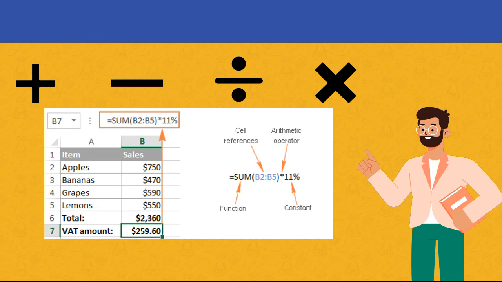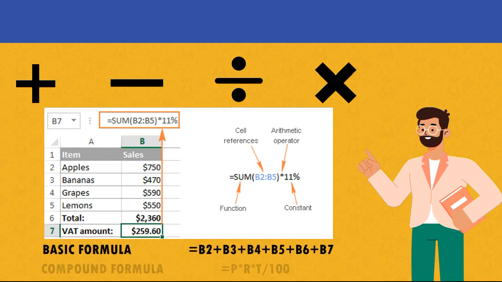Formulas can be categorized under two categories. First one, basic formula, and the second one is compound formula. Basic formula: a basic formula in Excel involves only one type of operator in it. And compound formula? Compound formulas are used when more than one operator is required to perform calculations.